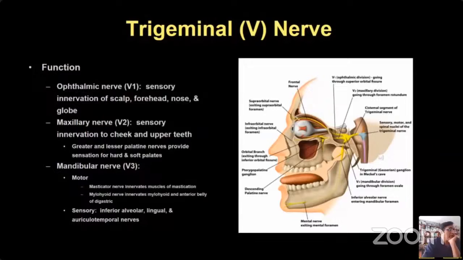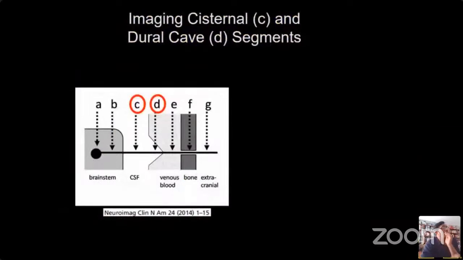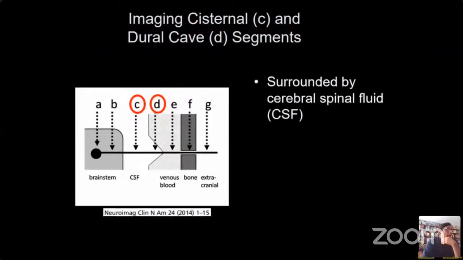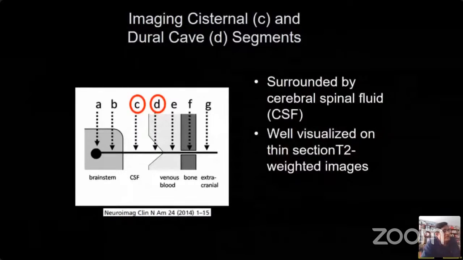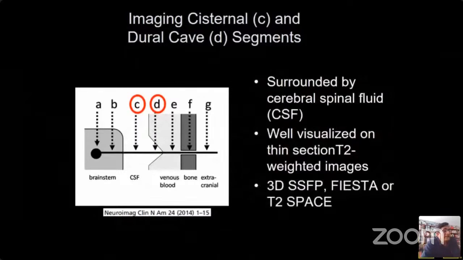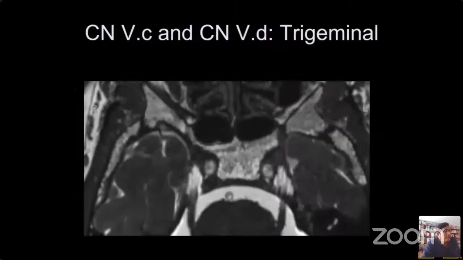So it's a big cranial nerve, and that allows us to visualize very well segments C and D of the cranial nerve, which are the cisternal segment and the cisternal cave segment. So it is surrounded by CSF, and that's why we see it very well. It's very well visualized on thin section T2 weighted images. And these have different vendor names like FIESTA, SSFP, T2 SPACE, but it means the same thing, that we are able to see the fifth cranial nerve.